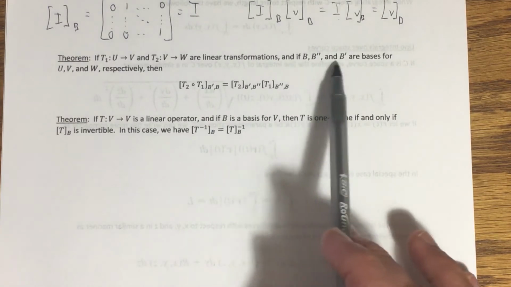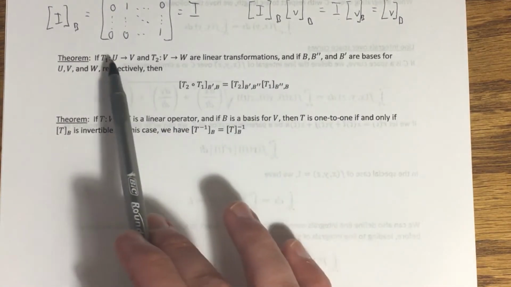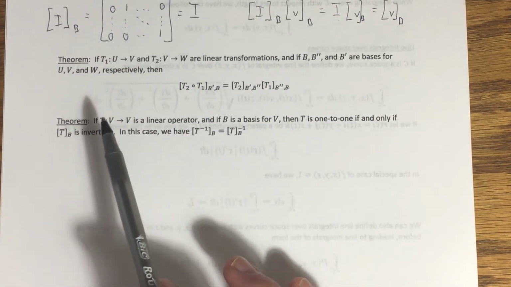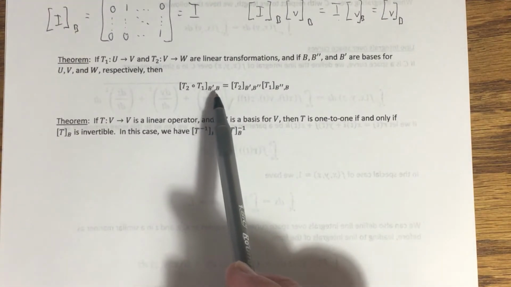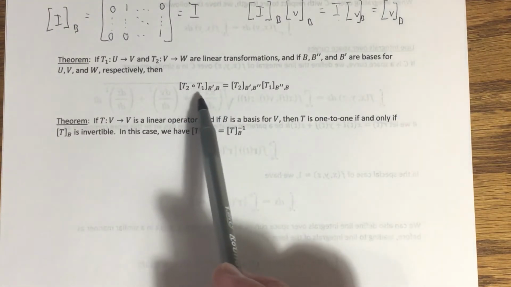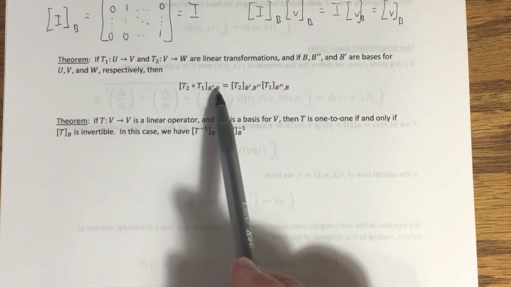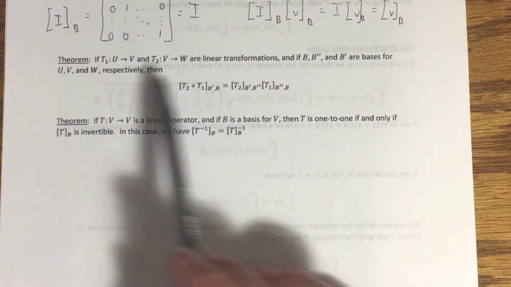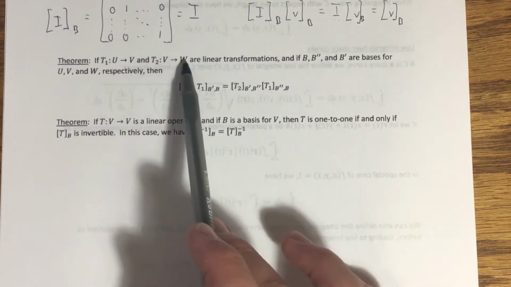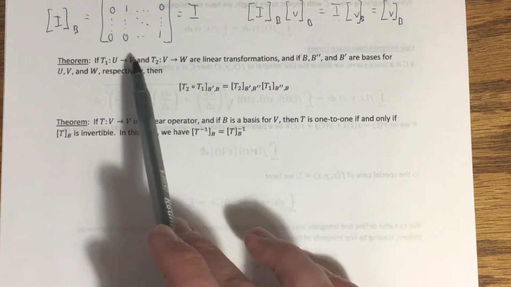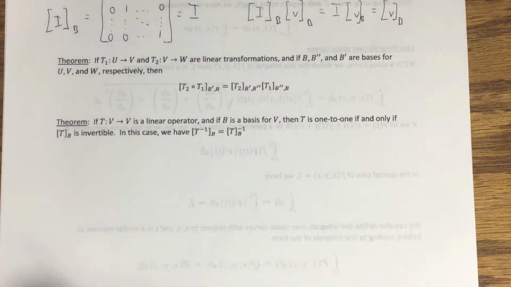The reason I'm choosing this is because we're going to take a composition of these two linear transformations, and I want my matrix for that composition to be taking B into B prime. So I want this to have a basis B, and I want this to have a basis B prime. B double prime is going to be the basis for this in-between vector space V. Okay, if that makes sense.